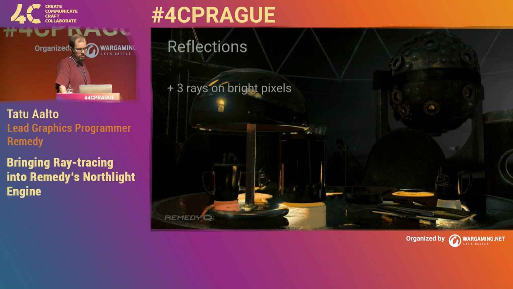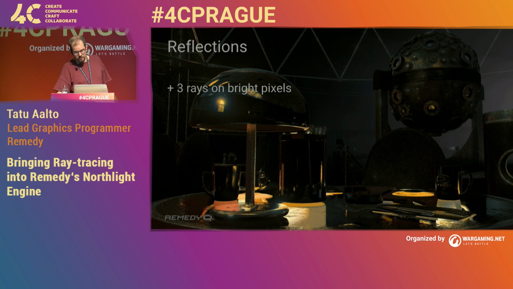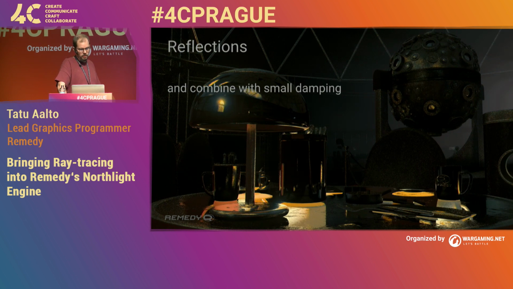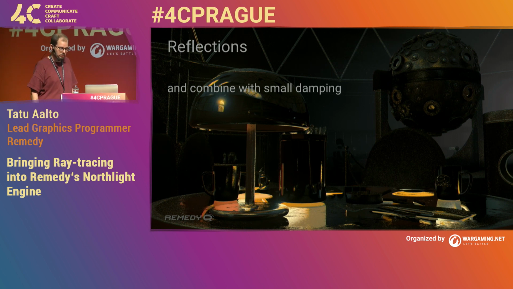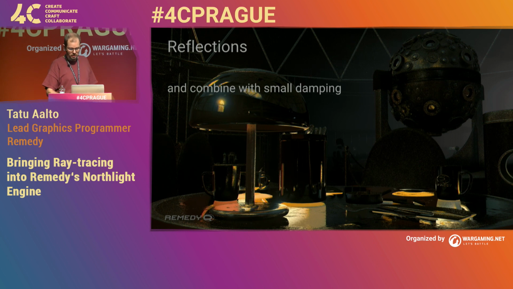So on this picture, we've taken pixels that are 3 times brighter than the average on the picture, and we shoot 3 more rays on those bright pixels. So this already gets the noise down by a lot. And you can always combine it with small damping. This is basically not a very nice way to do it, but it's very commonly used, even in production, like film quality rendering.